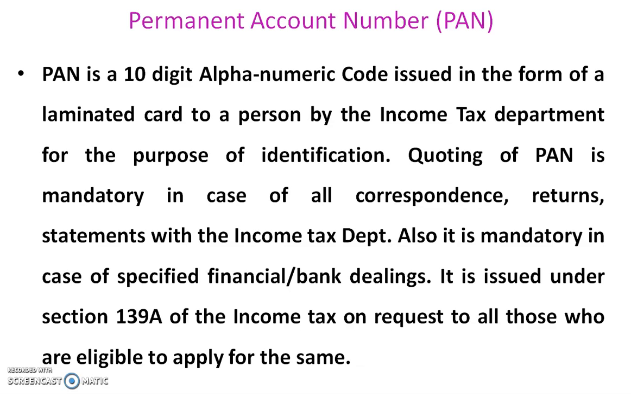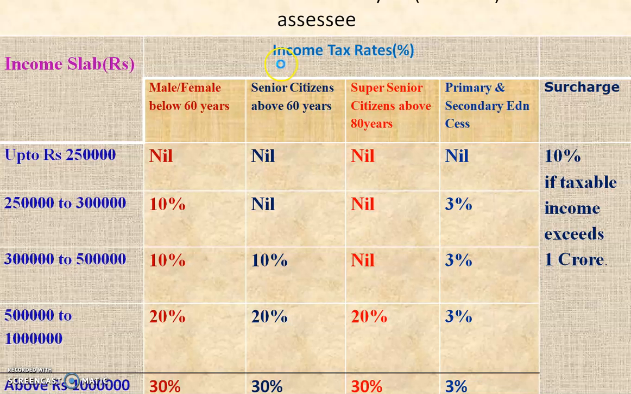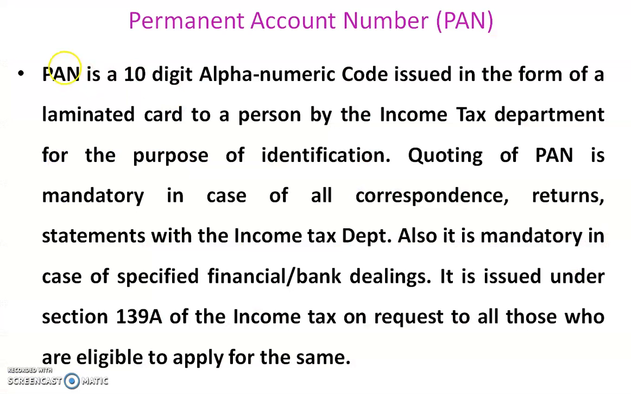The first 5 will be alphabetic characters, then 4 will be numerics, and the last one is a check digit. So who issues it? It is issued in the form of a laminated card to the person by the income tax department. So one thing is clear, it is issued by the income tax department and it will be in the form of a laminated card.